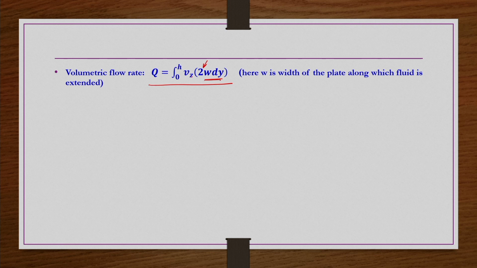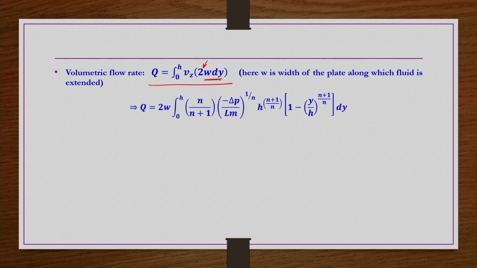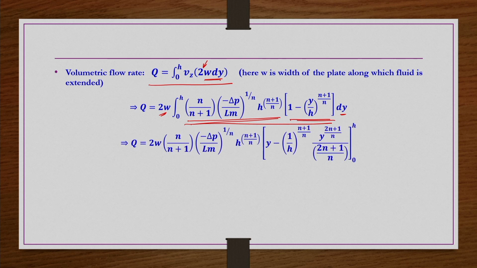Okay. So, now Vz you can substitute here. So, Vz is this expression, right. 2w is a constant, so we take it outside of the integration, and then dy. All the terms before the parenthesis are constant terms, so only this part you have to integrate. So, when you do it, you get y, as the integral of dy is y.